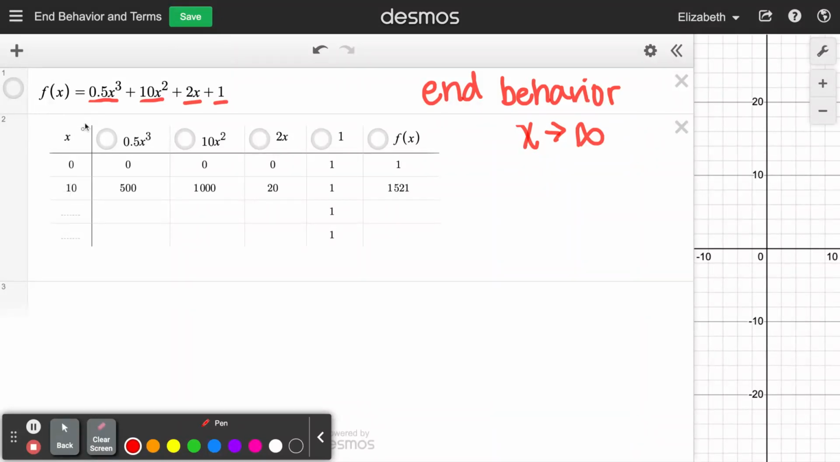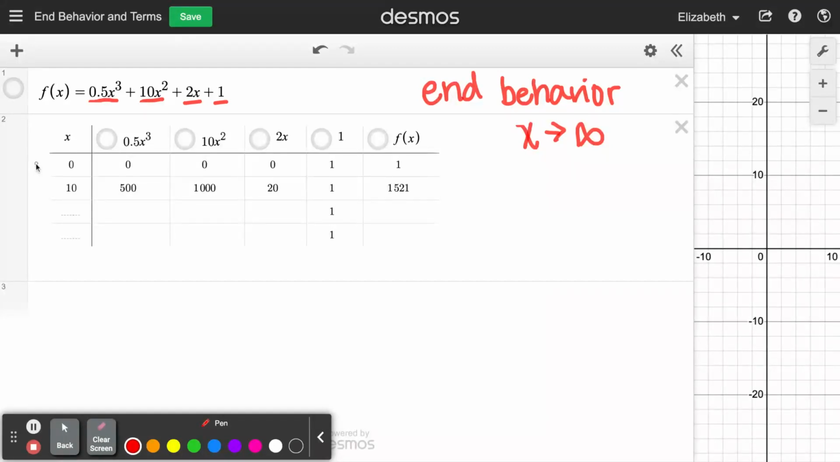Let me show you how I set this table up. So when x is 0, you plug in 0 to each of these individual terms. So you can see here if x is 0, all my terms are 0 except the last one, which is 1. So the value of the function is just going to be 1. Now, if x were 10, the value of the first term is 500, the value of the second term is 1,000, the value of the next term is 20, and the value of the last term is 1.